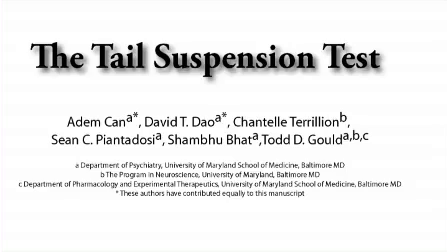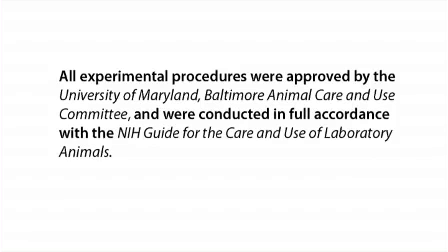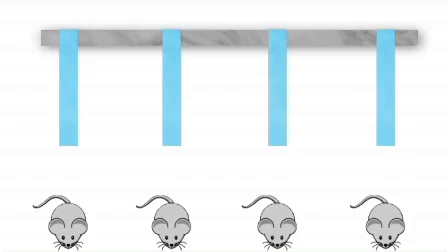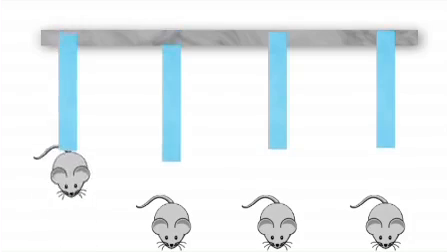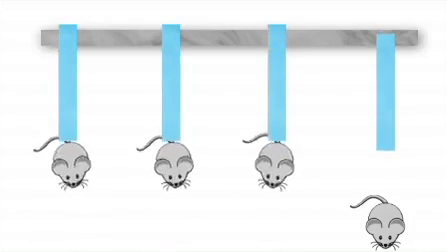The tail suspension test is a common behavioral test used to predict antidepressant efficacy of various experimental manipulations. This movie demonstrates the procedures of this test. The tail suspension test is validated for the mouse and is not recommended for larger rodents. In the tail suspension test, mice are suspended by their tails.